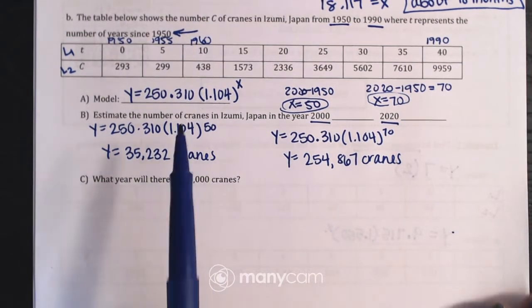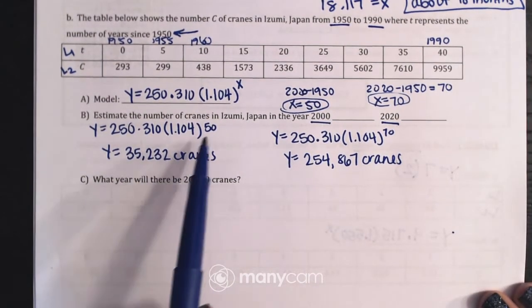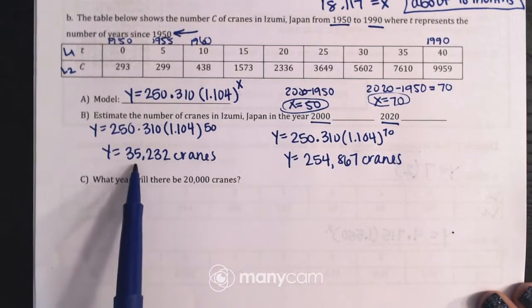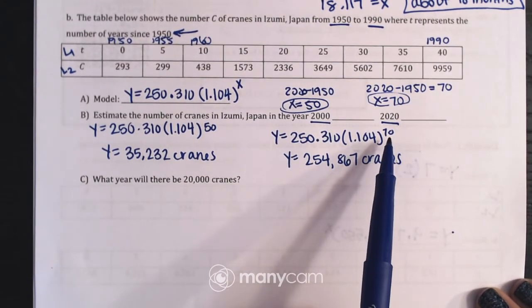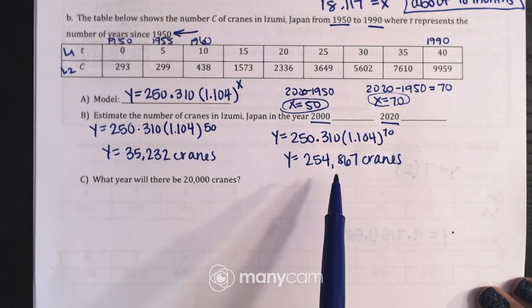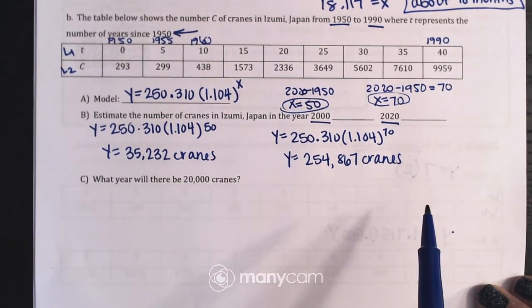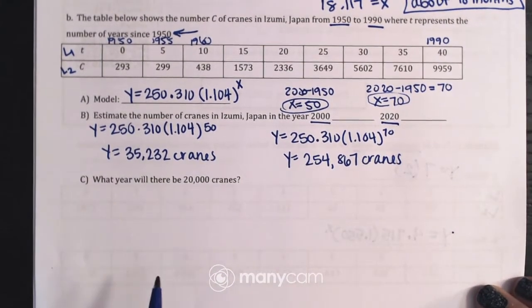Okay, so here are my two answers. After 50 years had passed, so year 2000, I had about 35,000 cranes. And after 70 years had passed, I get about 254,000 cranes. Okay, our last problem here to do together.